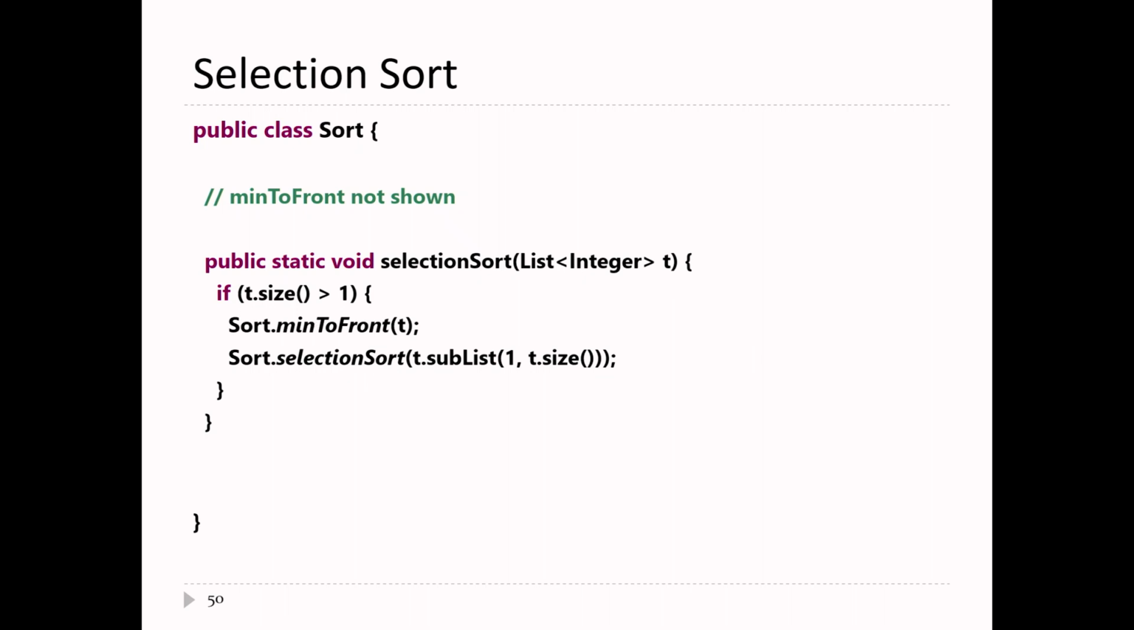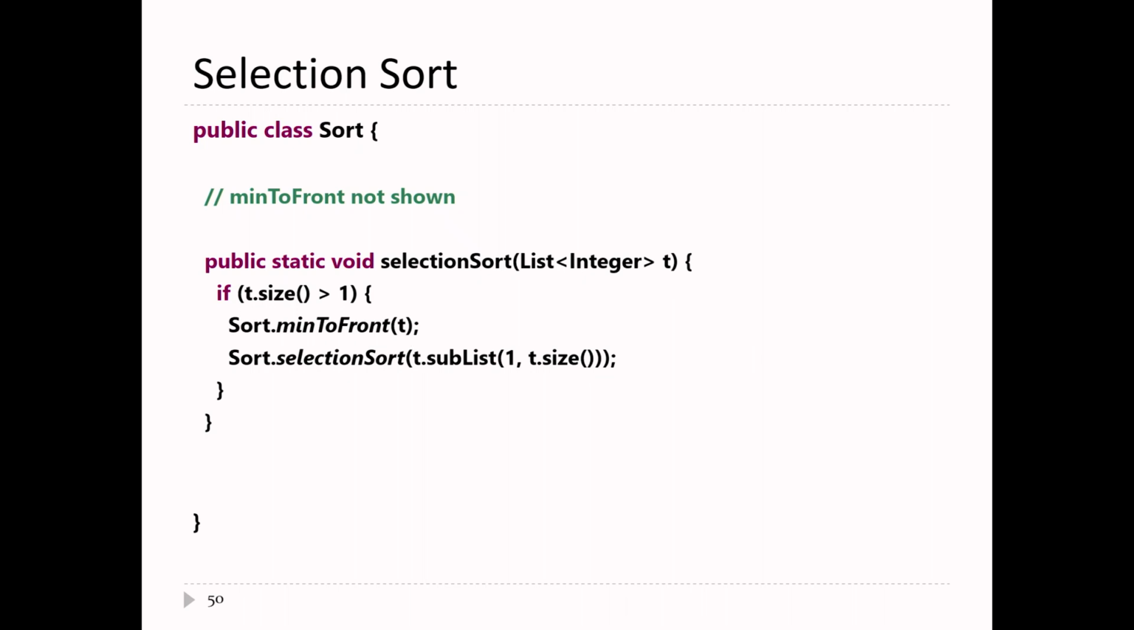And so another way to write that, instead of putting in an explicit base case, I can simply say, if the size of the list is greater than 1, recursively sort the list. Eventually, the sublist reaches a size of 1 or 0, and the method stops. And so selection sort becomes 3 lines, assuming you have min to front implemented already. And so that's how selection sort works.